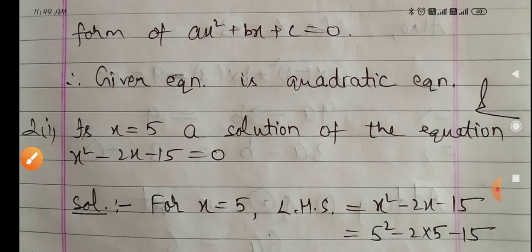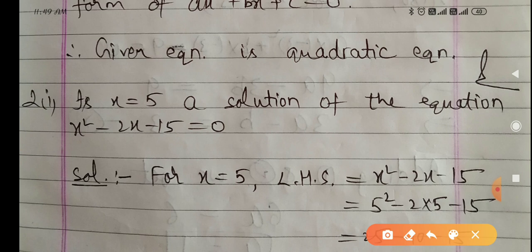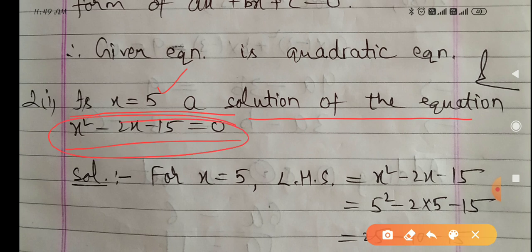Now second question you see. In the second question, is x equals 5 a solution of the equation x square minus 2x minus 15 equals 0? Now you have to tell whether x equals 5 is a solution of the given equation or not. What was the method for this? What I explained in my videos. I explained you put the value of x in the given equation. If this value of x satisfies the given equation, then it is a solution, otherwise it is not a solution.